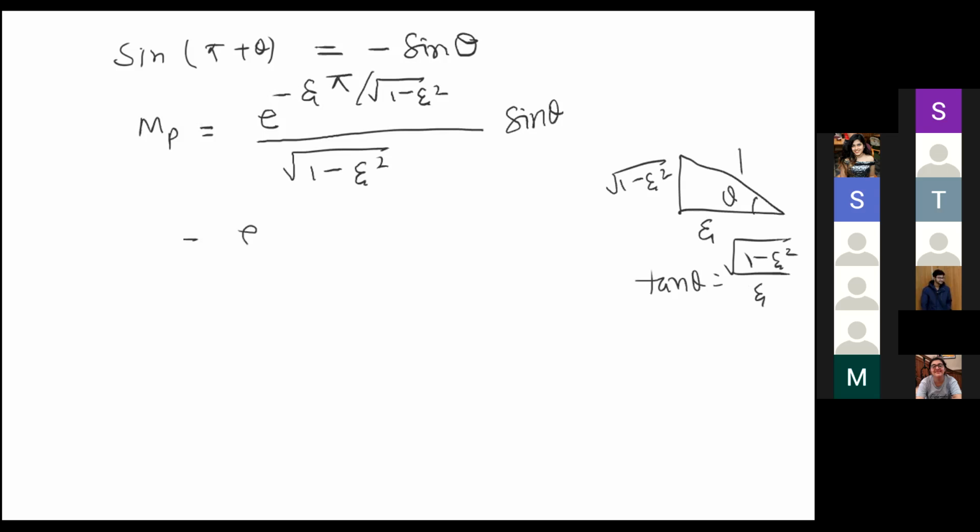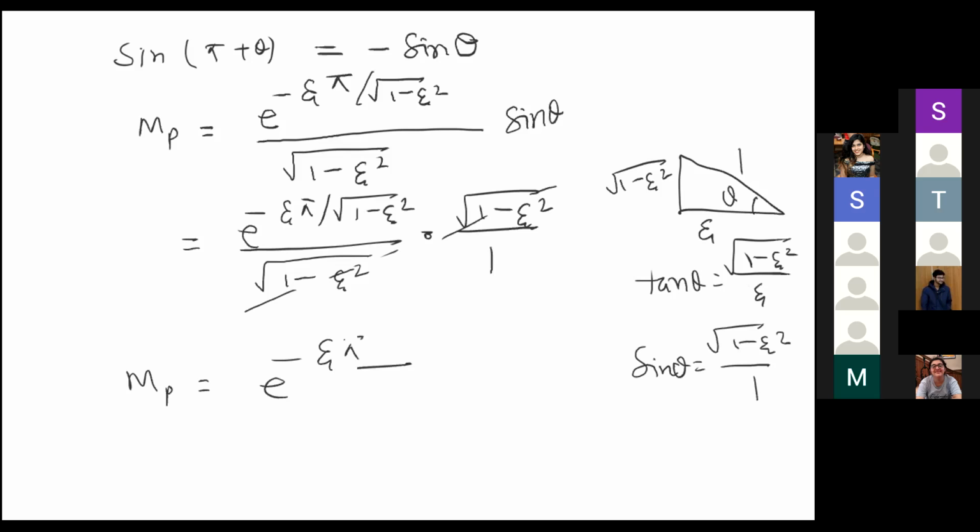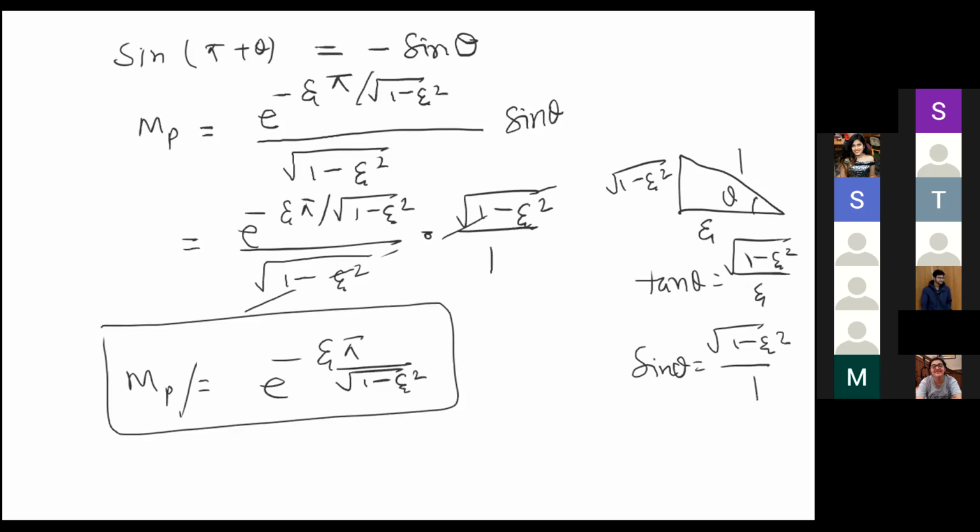Now if I put the value of sine theta, what will it be? Under root of 1 minus zeta square upon 1. From here you can say that sine theta is nothing but under root of 1 minus zeta square by 1. So this is going to be cancelled out. So Mp will become e to the power minus zeta pi upon under root of 1 minus zeta square. If you want to represent it as a percentage, then you can multiply it by 100. Clear again? This under root of 1 minus zeta square is in the exponential term.